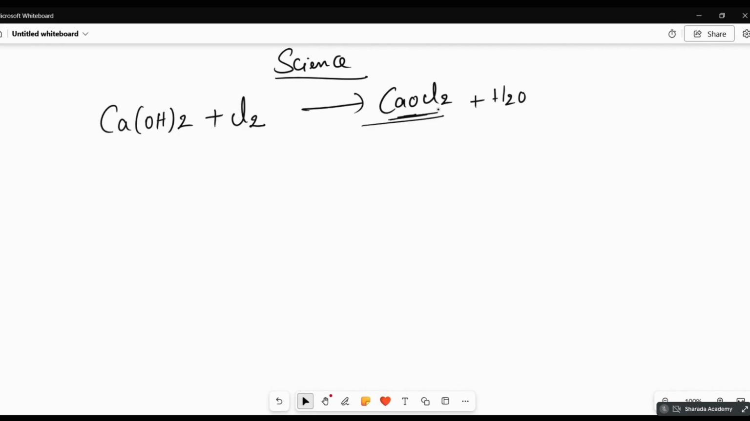Okay. First, how is it formed? NaCl plus water plus carbon dioxide forms NH4Cl plus NaHCO3. Correct. Then, when you heat NaHCO3, you will get sodium carbonate plus water plus carbon dioxide.